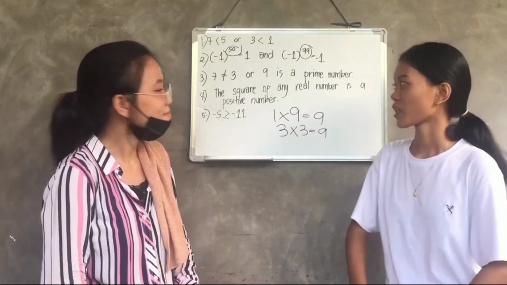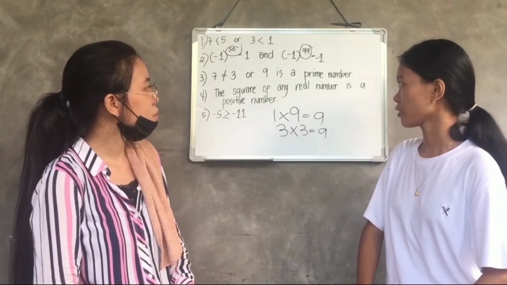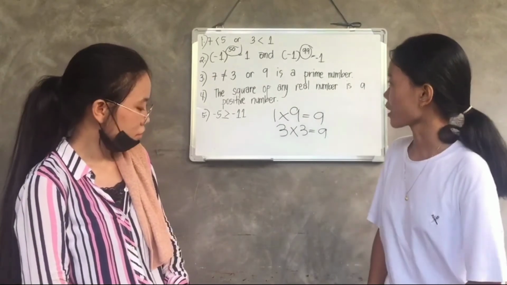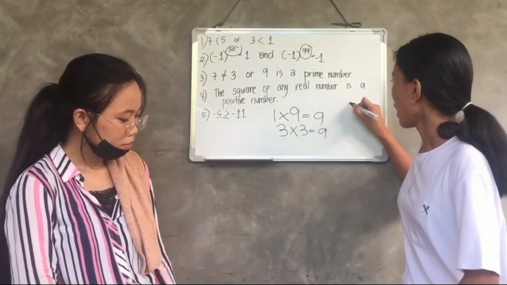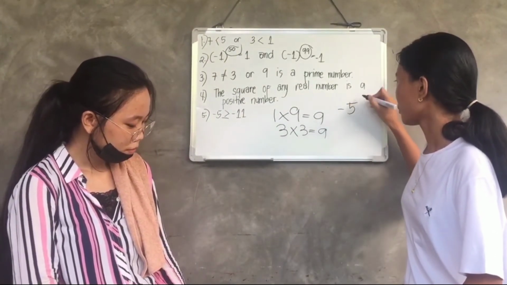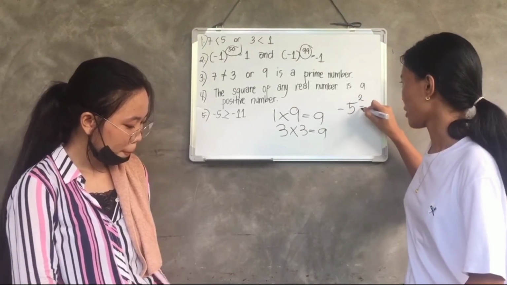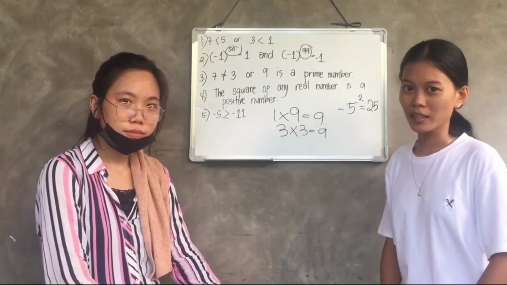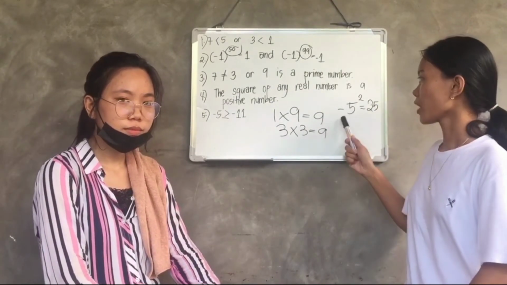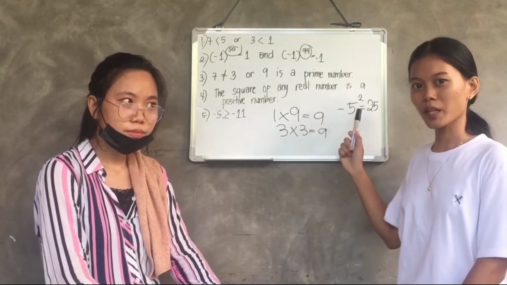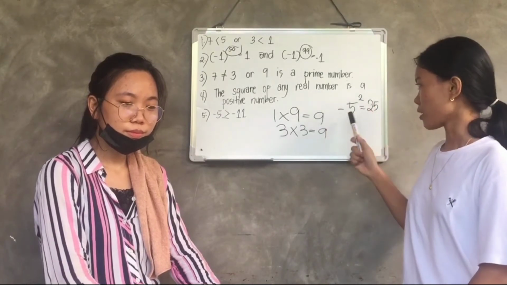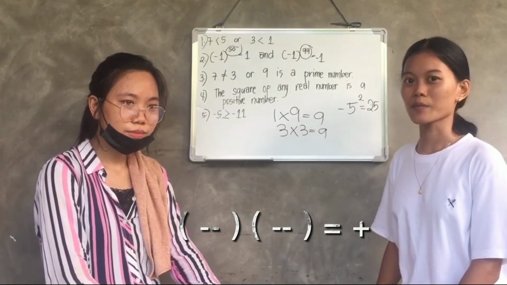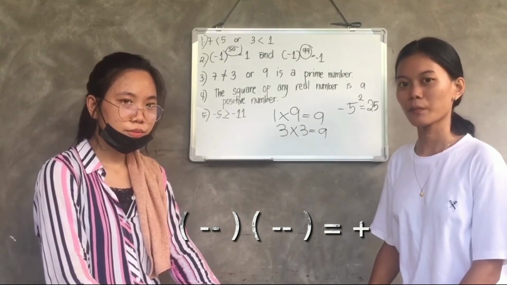Example number 4. The square of any real number is a positive number. For example, negative 5 raised to 2 is equal to positive 25. Why? Because negative 5 multiplied by itself is positive 25. Negative sign times negative sign is equal to positive sign.